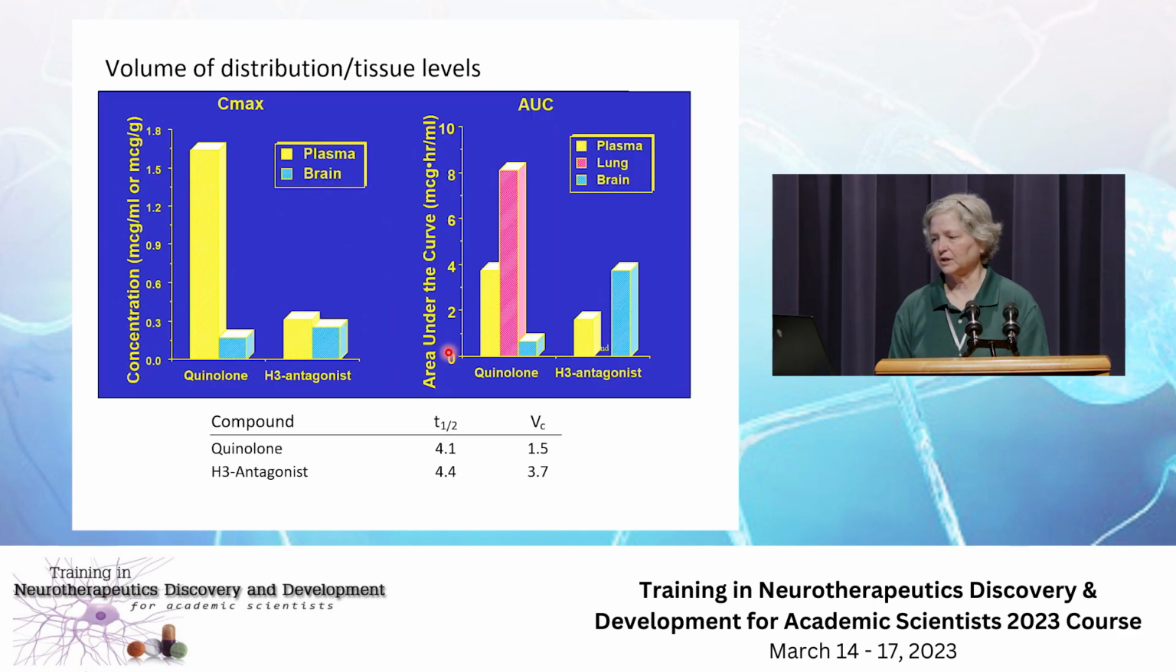Here's just another example of, is the compound in the place where you want it to be for the pharmacology that you're targeting? Here's 2 compounds. One is a quinolone antibiotic. One is an H3 antagonist that had a CNS target. They have similar half-lives, but very different volumes of distribution. The H3 antagonist has higher brain concentrations compared to plasma versus the quinolone. That's probably good. We don't need the quinolone antibiotic to be in the brain. But the quinolone antibiotic has very high concentrations in the lung, which makes it good for treating things like pneumonia.